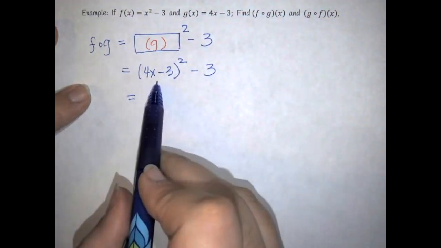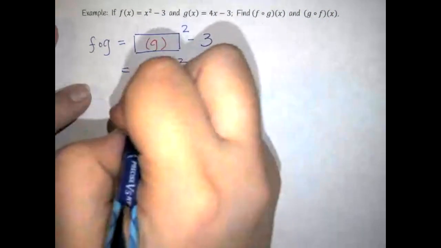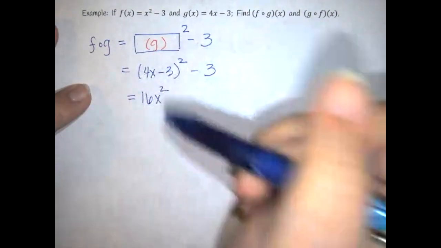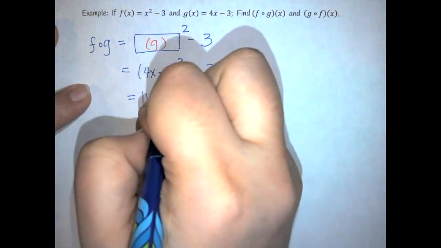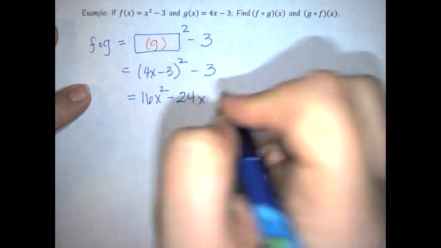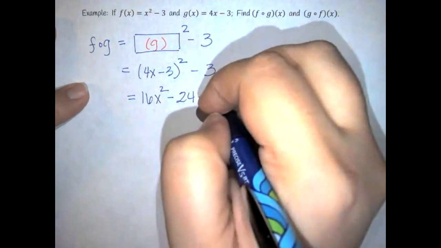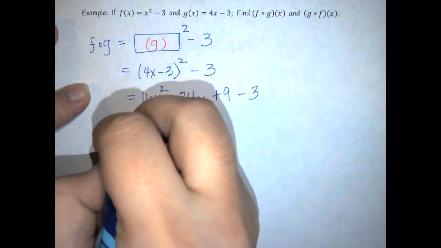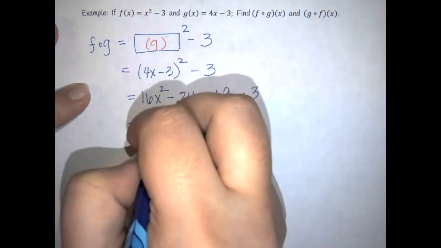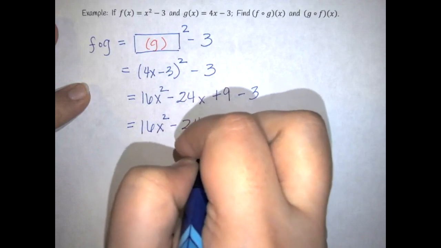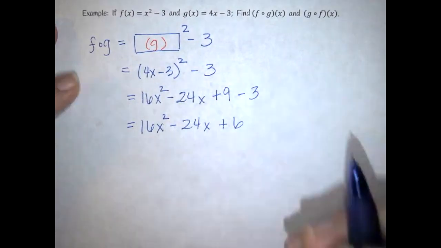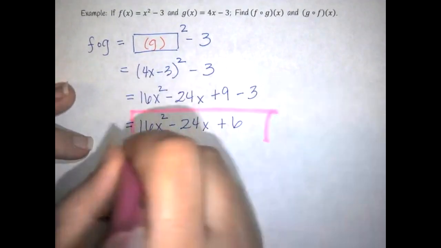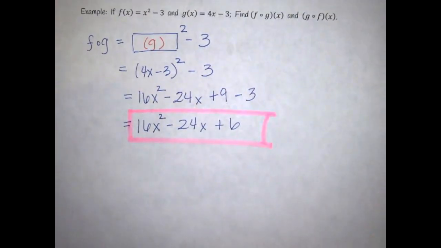We need to FOIL this binomial term. So 4x times 4x is a 16x squared. 4 times negative 3 is negative 12. So this is a negative 24x. Negative 3 times negative 3 is a positive 9, and then minus 3. This is going to give me a result of 16x squared minus 24x plus 6. And here, this is what we were looking for.